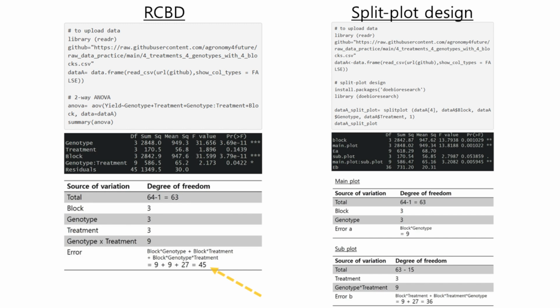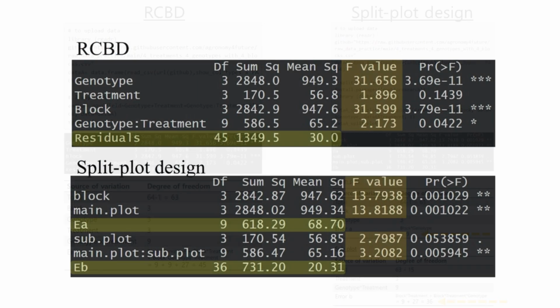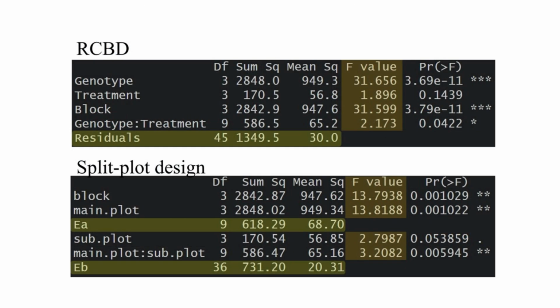Let's compare the degree of freedom of RCBD with split plot design. What is different? In RCBD, the degree of freedom was 45, but in split plot design, it was split as error A, which is the error for the main plot, and error B, which is the error for the subplot. From now on, let's focus on the F ratio in each ANOVA table.